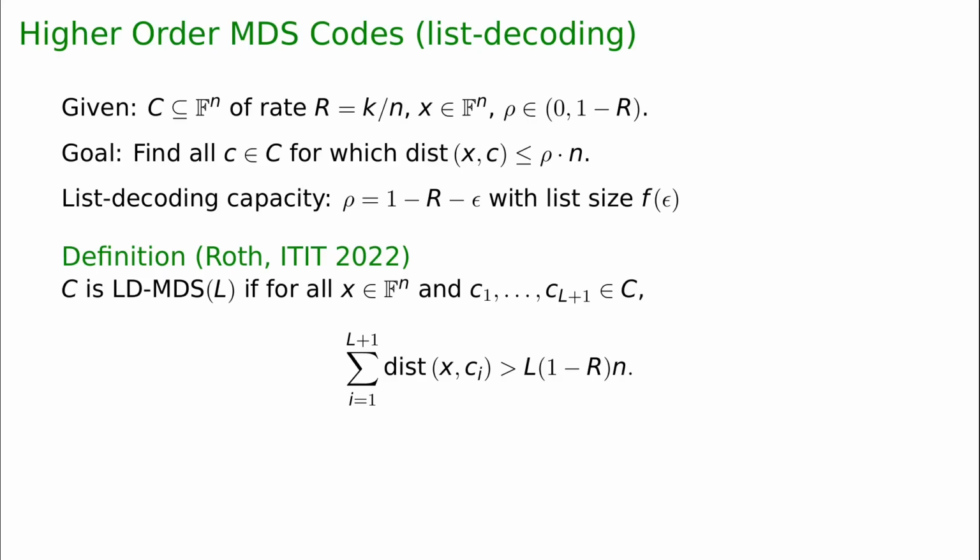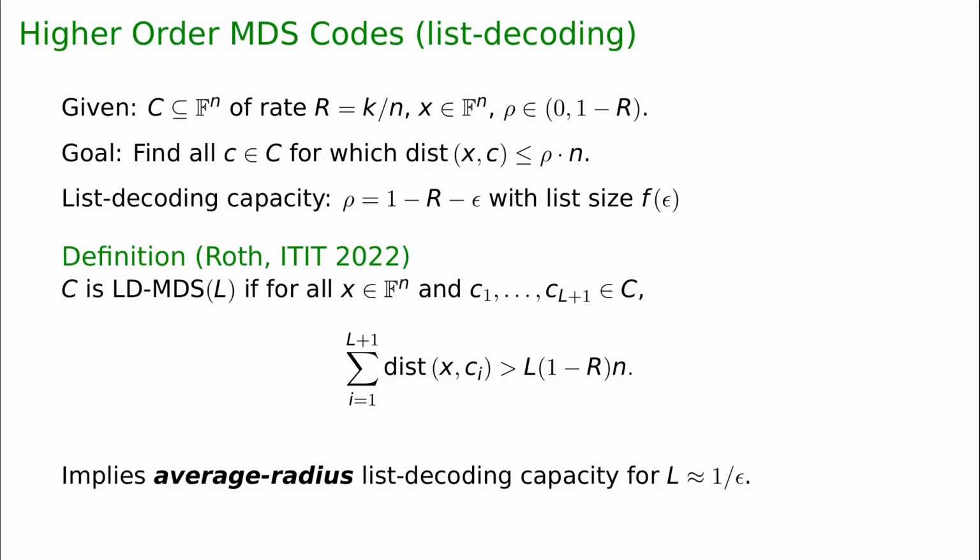An important definition of a higher order MDS code by Roth says that our code is (L)-MDS(L) if for any distinct codewords c_1 through c_{L+1} in C, we have that the sum of the distances from x to these c_i's is at least L times (1 minus R) times n.